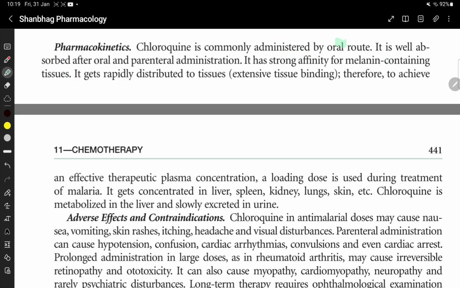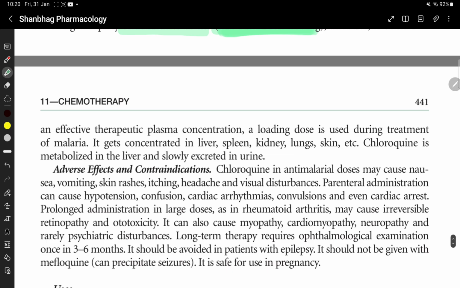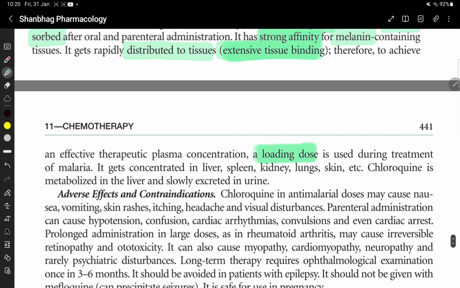Pharmacokinetics. Chloroquine is commonly administered by the oral route. It is well absorbed after oral and parenteral administration. It has strong affinity for melanin-containing tissues. It gets rapidly distributed to tissues, that is extensive tissue binding. Therefore, to achieve an effective therapeutic plasma concentration, a loading dose is used during treatment of malaria. It gets concentrated in liver, spleen, kidney, lungs, and skin. Chloroquine is metabolized in the liver and excreted in urine.